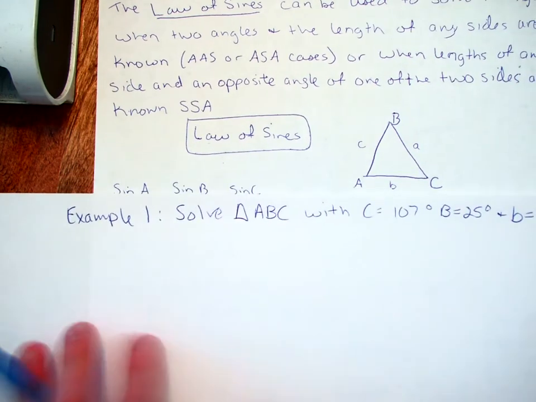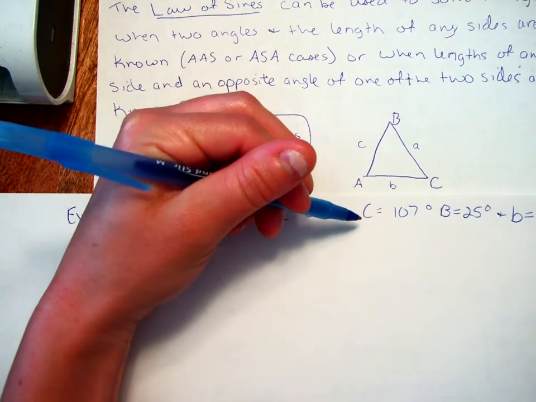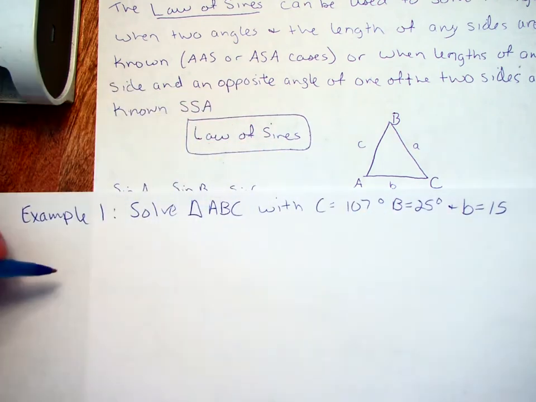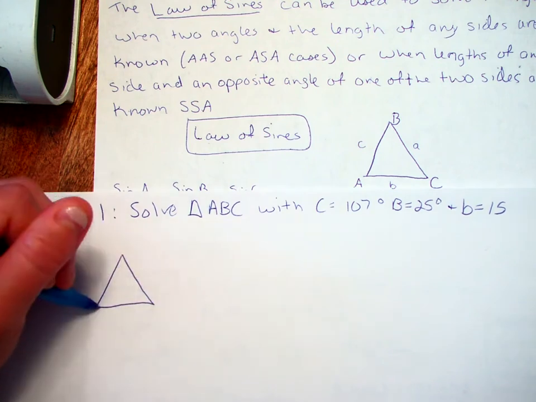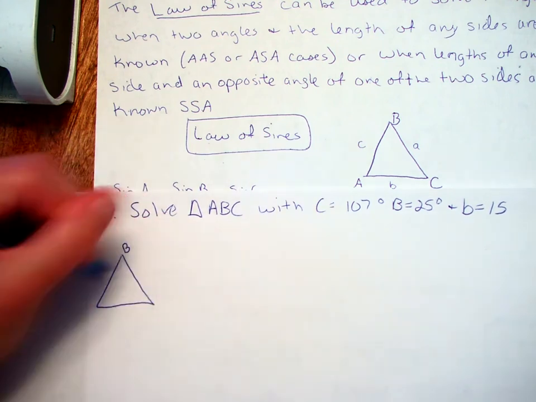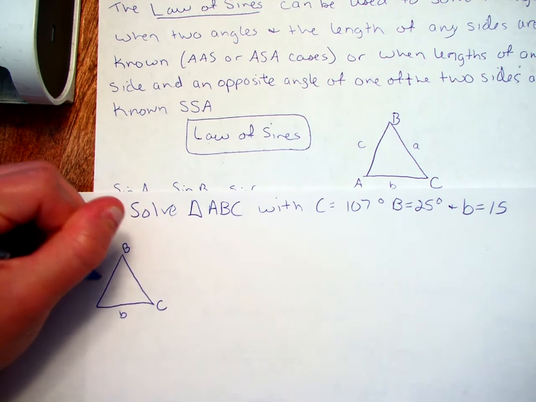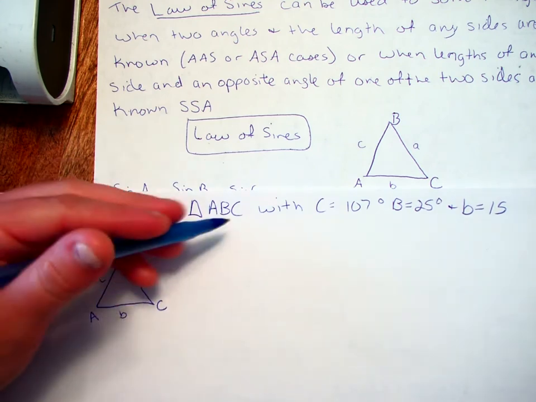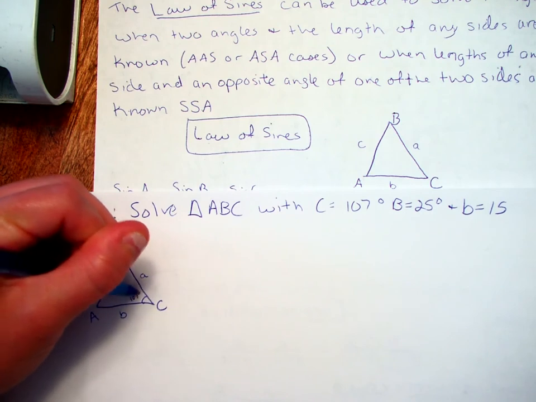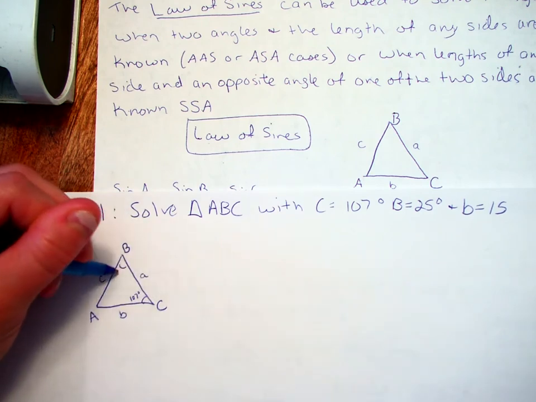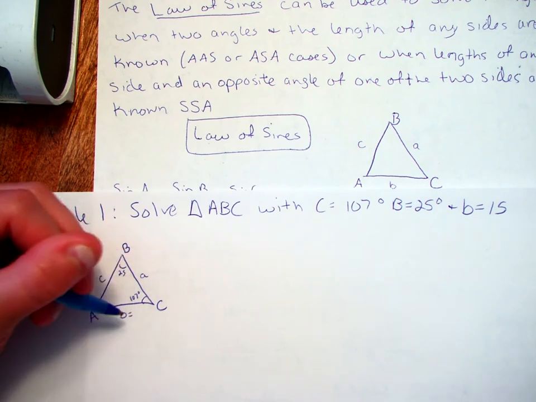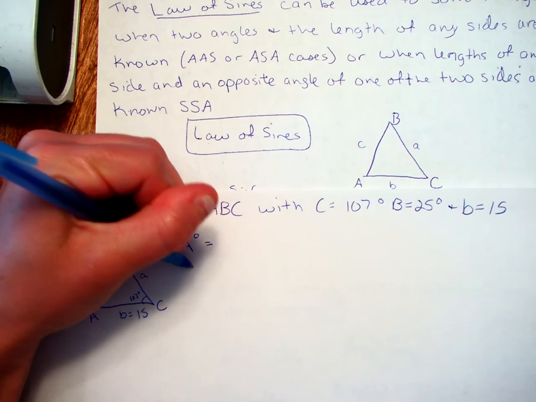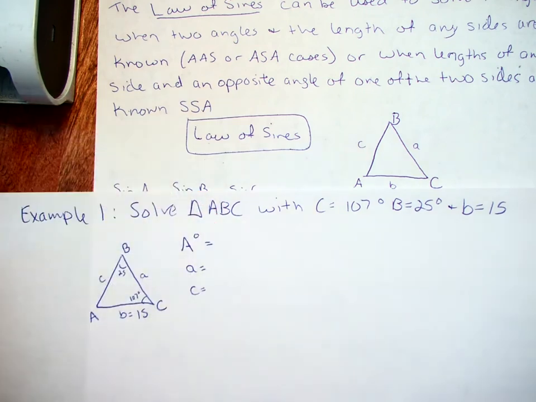So we are given A, B, and C, where C is 107 degrees, B is 25 degrees, and side b is 15. So again, you want to draw that triangle where you have big B, so little b is here, C, little c is here, little a, big A. So let's fill in what we know. We know that C is 107 degrees. We know that B is 25 degrees. We also know that little b, or side b, is 15. So we need angle A, side a, and side c. So that's what we're starting with.